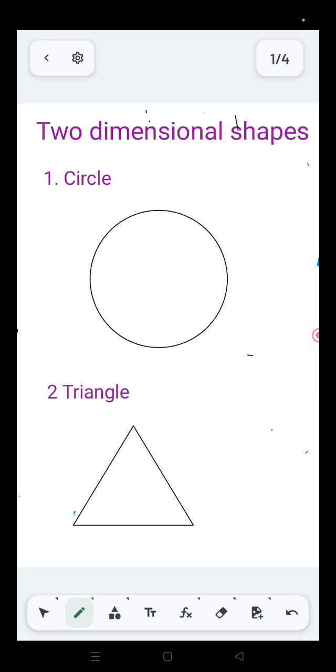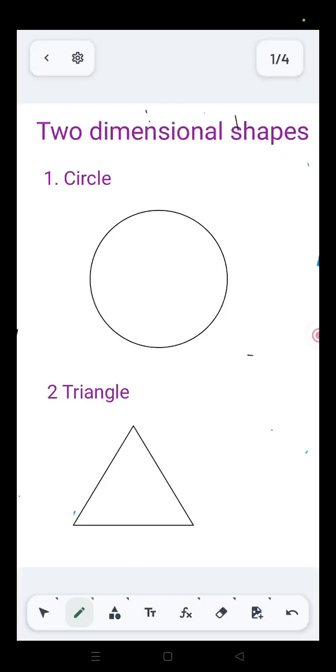So today in this topic we will discuss two-dimensional shapes. Now, what are two-dimensional shapes? What is the definition? Two-dimensional shapes are the figures which can be drawn in the plane. What are the examples? The examples are circle, triangle, quadrilateral, pentagon, hexagon, heptagon, etc. So one by one we will discuss these.